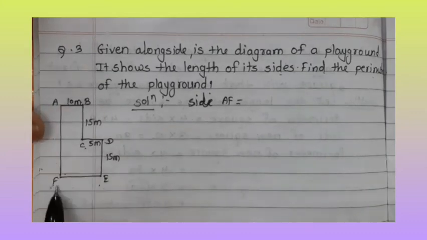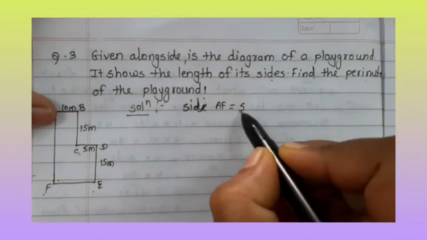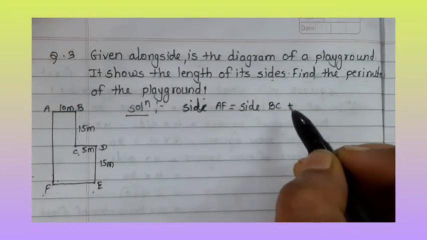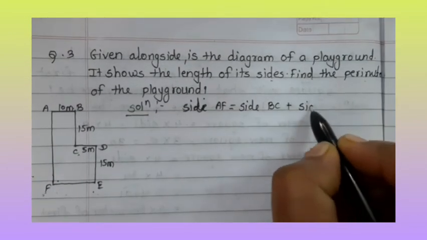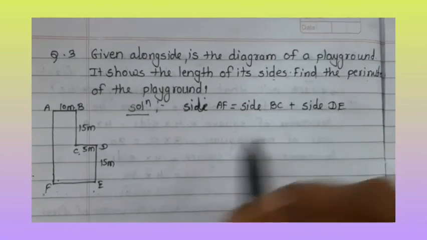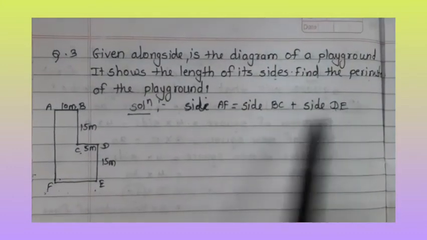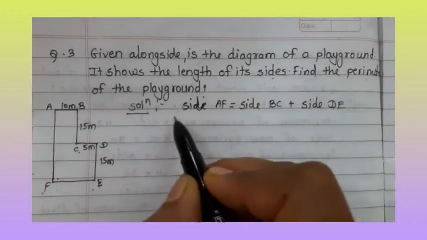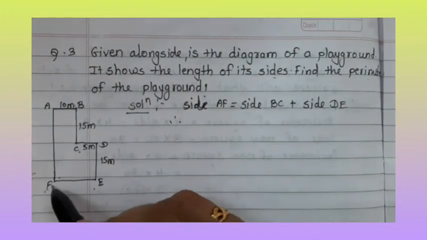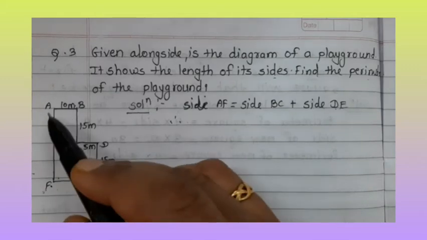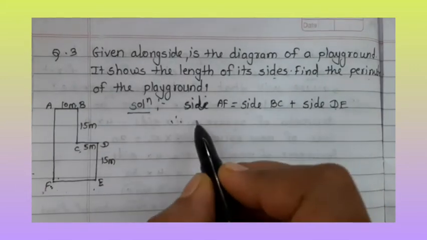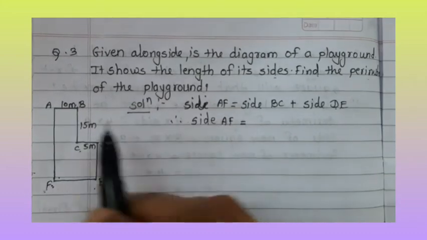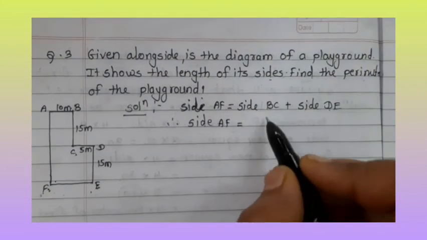Understood? So here AF is equal to side BC plus side DE. Understood? So here we don't know the length of side AD, and we don't know the side of AF, so keep it as it is. So side AF is equal to, what is the length of BC?